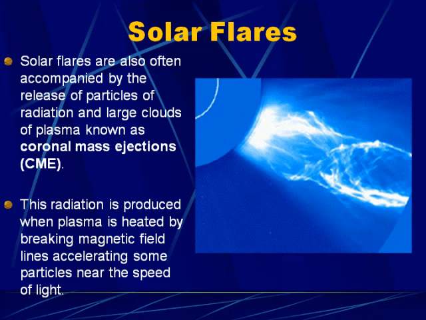To understand how solar flares are created, we have to understand how the magnetic field lines can evolve. In this particular example that we see here, we see a big coronal mass ejection which followed a solar flare.